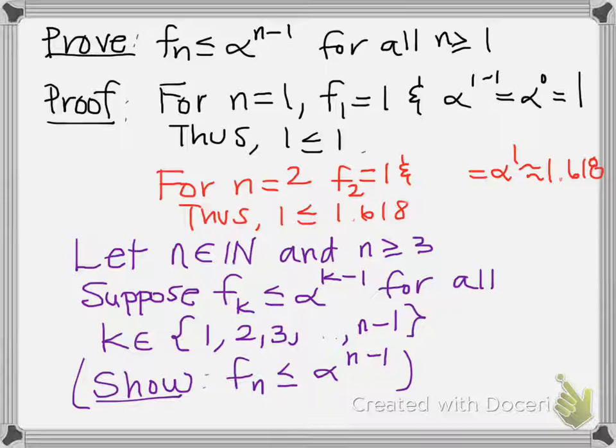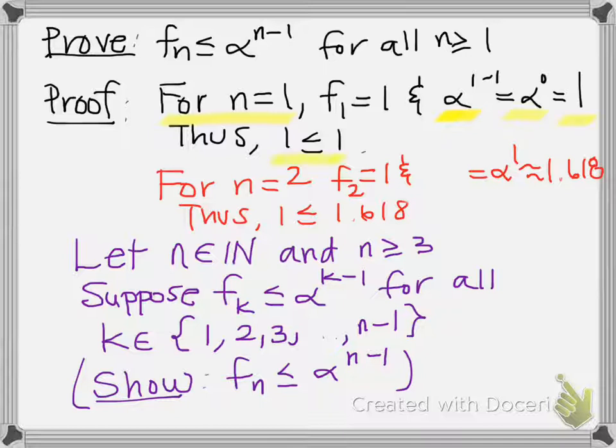All right, so here, for n equals 1, f sub 1 we already know is 1, right? So that's a given to us. And so that's the left-hand side of that inequality. And the right-hand side, alpha to the 1 minus 1, well, alpha to the 1 minus 1 is just alpha to the 0 power, and that's 1.